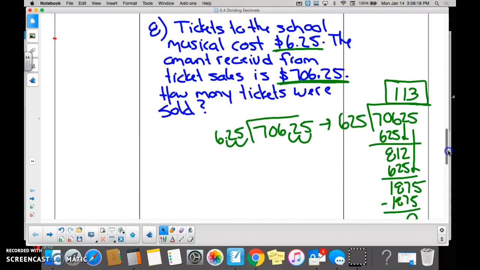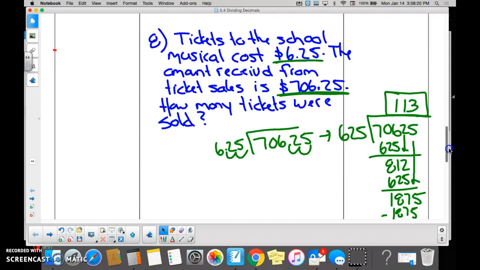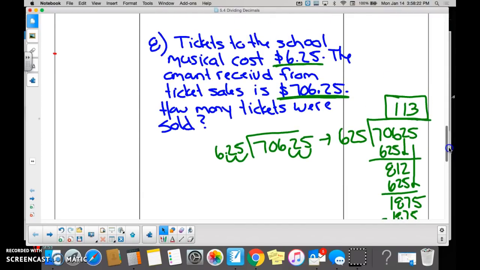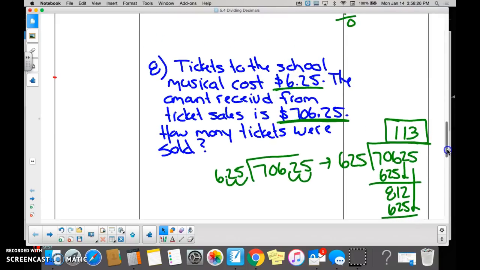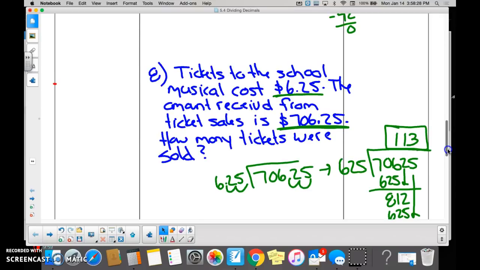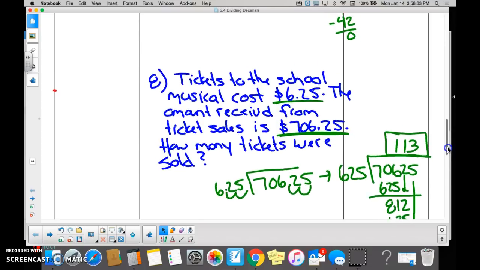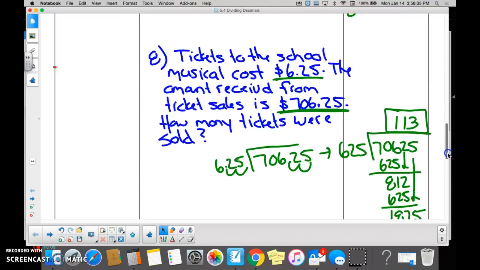Big takeaways here again, never ever divide with a decimal. Make sure that that divisor is moved over as many places as it needs to be moved over so that you are dividing with a whole number, not a decimal. Make sure you write your cheat sheet for this one. There's only 2 main ideas.